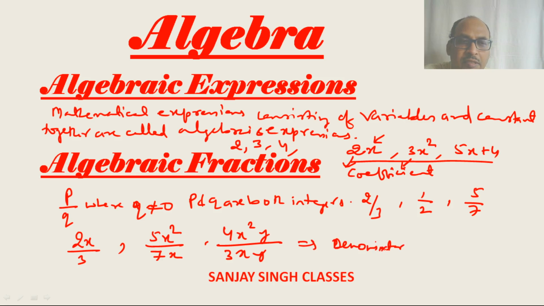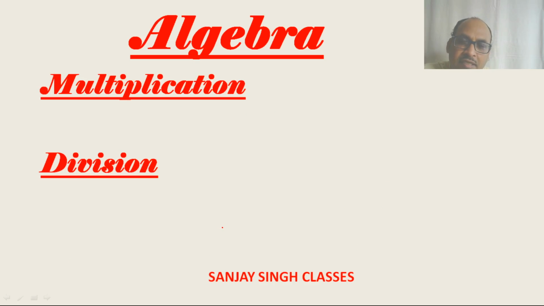Denominator should not be equal to 0. That is the case, always it will exist. So these types of expressions are called algebraic fractions. The same thing we are going to discuss in this video today.